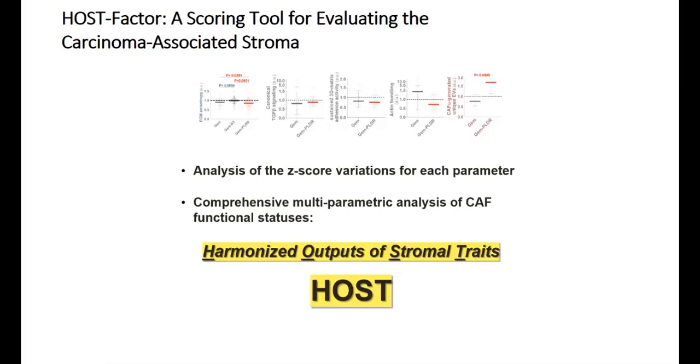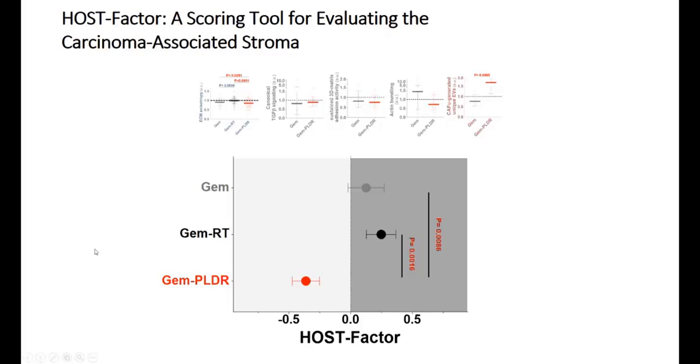And now, since we can quantify this, we are aiming to start scoring the stroma of this particular disease and extend this to other cancers to evaluate its importance. And I want to show you that when combining all these features and putting everything together, we clearly see the effect of the PLDR in comparison with the conventional radiotherapy or just gemcitabine.